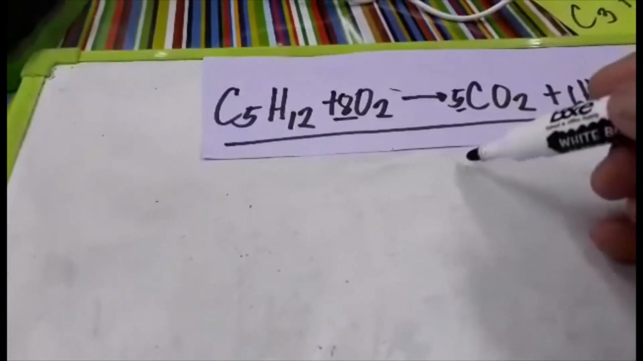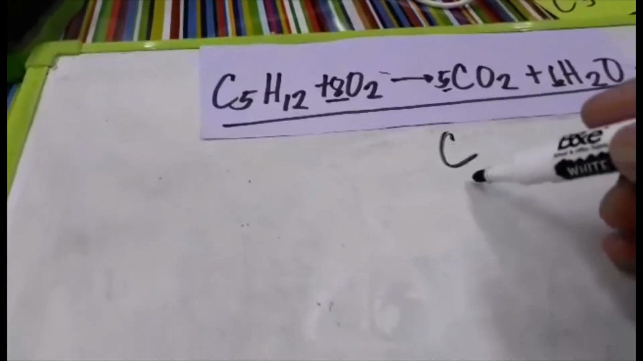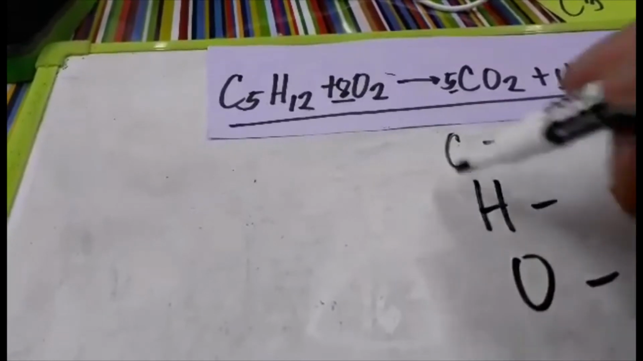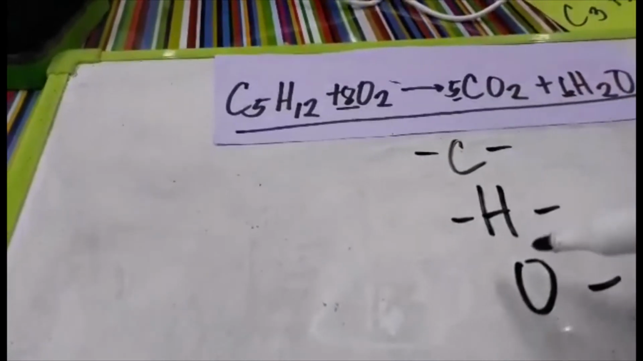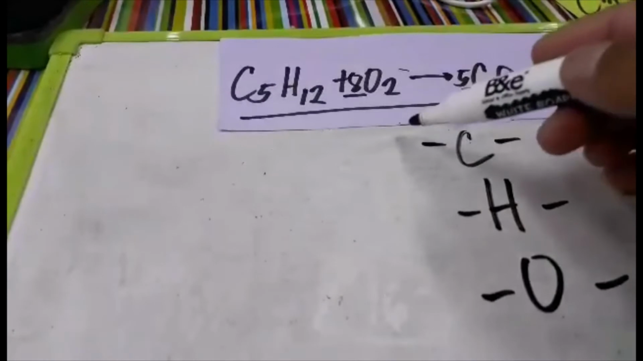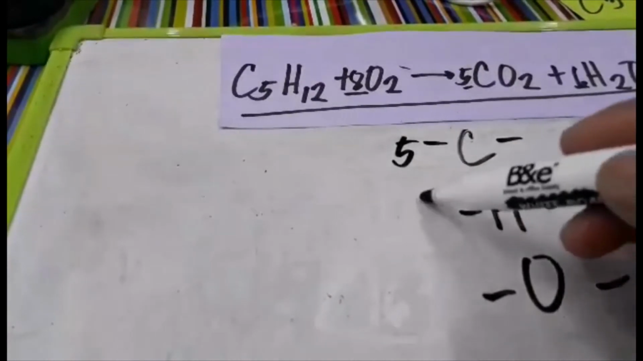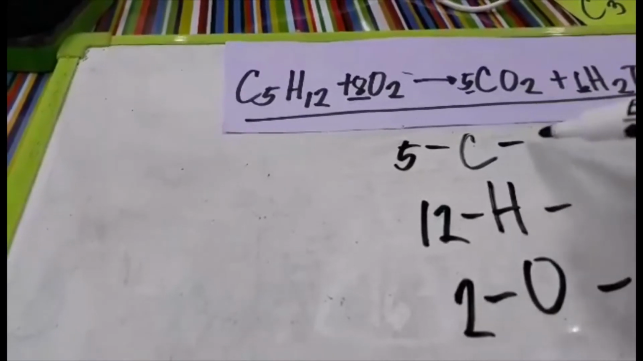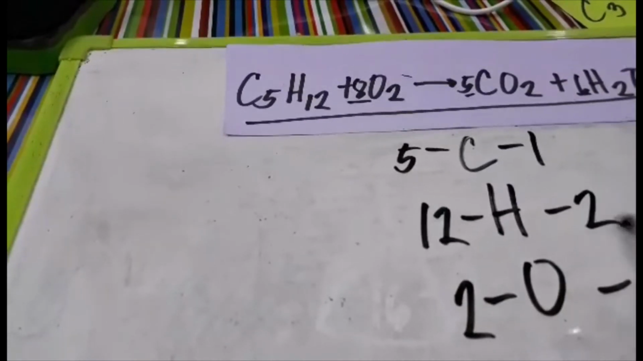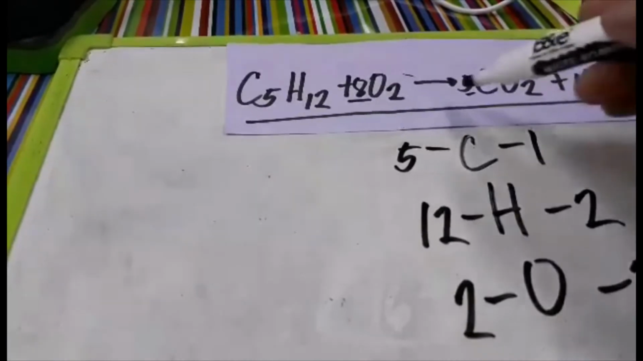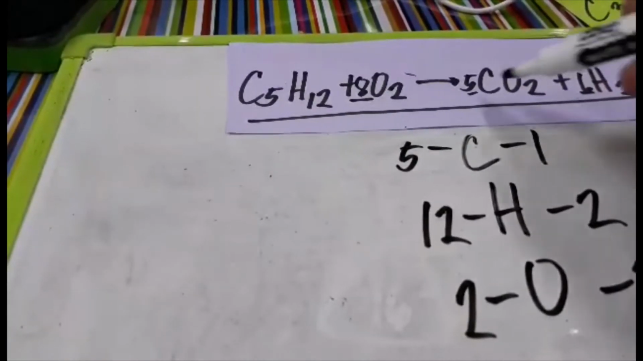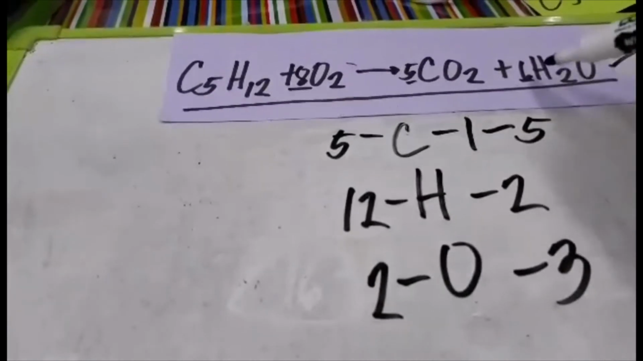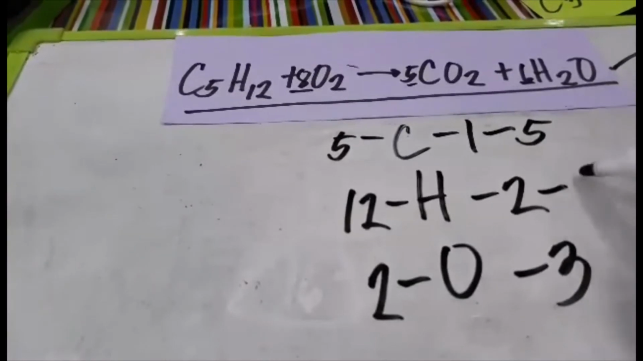So, identify the elements. So, we have C, H, O. So, count the number of atoms in each side. Originally, so carbon is 5, hydrogen is 12, oxygen is 2. Here, 1, 2, 3. So, ginamitan ko po sila ng coefficient number. So, yung carbon becomes 5, hydrogen becomes 12. 6 times 2, that is 12.